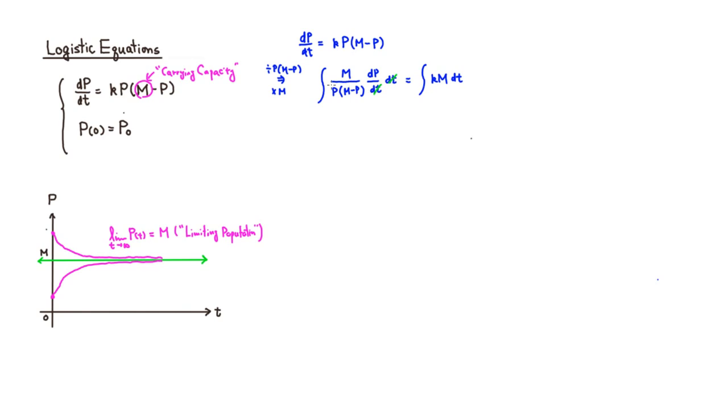In order to evaluate this integral, I'm going to do partial fractions. I'm going to skip the step of finding the constants, but it's going to look like this: 1 over P plus 1 over M minus P. We still have to integrate it with respect to P on this side, and on this side I'm going to go ahead and do it. kM is just a number, so it's kM times t plus some constant. I'm going to call it c1.